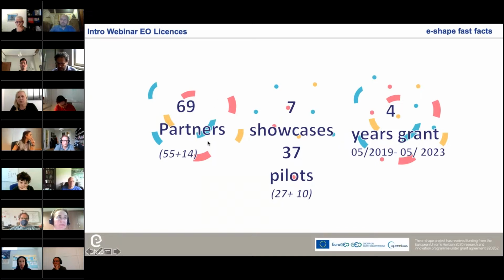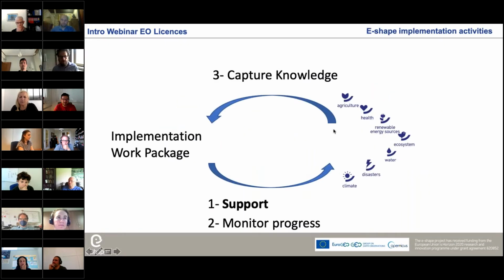So just some numbers about eShape. We are 69 partners. We were 55 at the start, and we have onboarded 14 more during the life of the project. And we developed 37 pilots distributed over 7 thematic showcases, which include agriculture, biodiversity, disasters, health, water management, climate, and energy. At the start, it was 27 pilots, and now we have onboarded 10 more. This is a 4-year grant project. We started in 2019 and we will end in 2023.